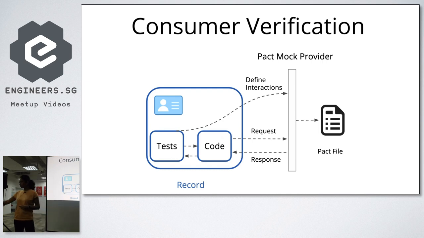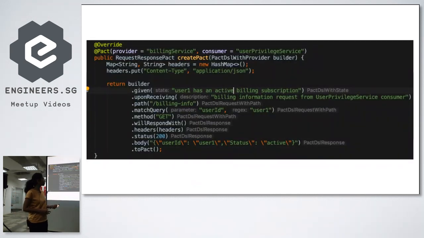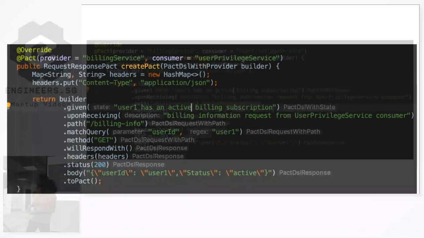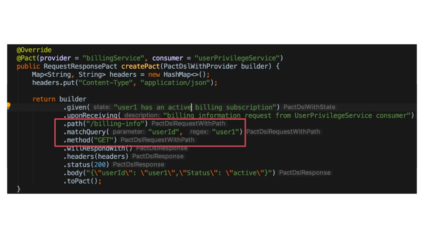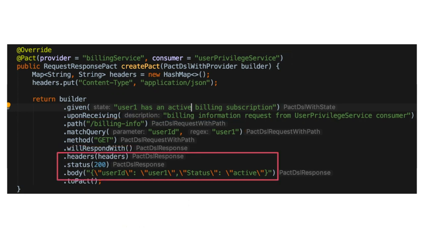Now to your question about defining interactions. So this is how the code looks like. So in your test, you would say it's a contract between your billing service and your user privilege service, right? You'll say if you send a request to the billing info endpoint with these query params and it is a get method, then you should get a response like this. Okay? So in our case, ideally, it would be just status. We don't really care about any other field. So that's all. It's a minimal response that we're expecting back.